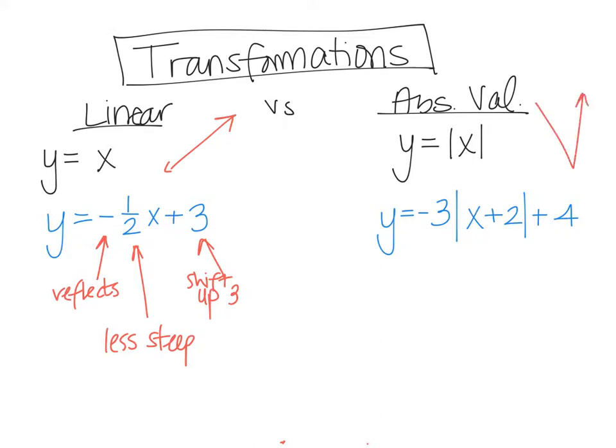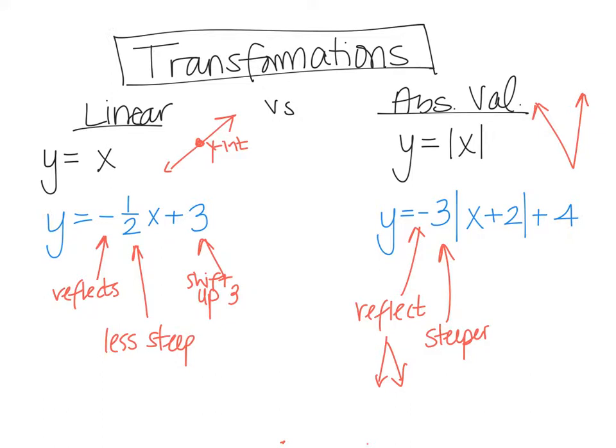Absolute value is very similar, except now I have a V-shaped graph, and our numbers are going to do very similar things. So the negative is still going to reflect, which means instead of my V opening upwards, my V is going to open down. This 3 is bigger than a slope of 1, so that's going to make it steeper. And now this is what's a little bit different. On linear, we only have the y-intercept that we ever think about, right? We just care about where it's going to hit the y-axis.